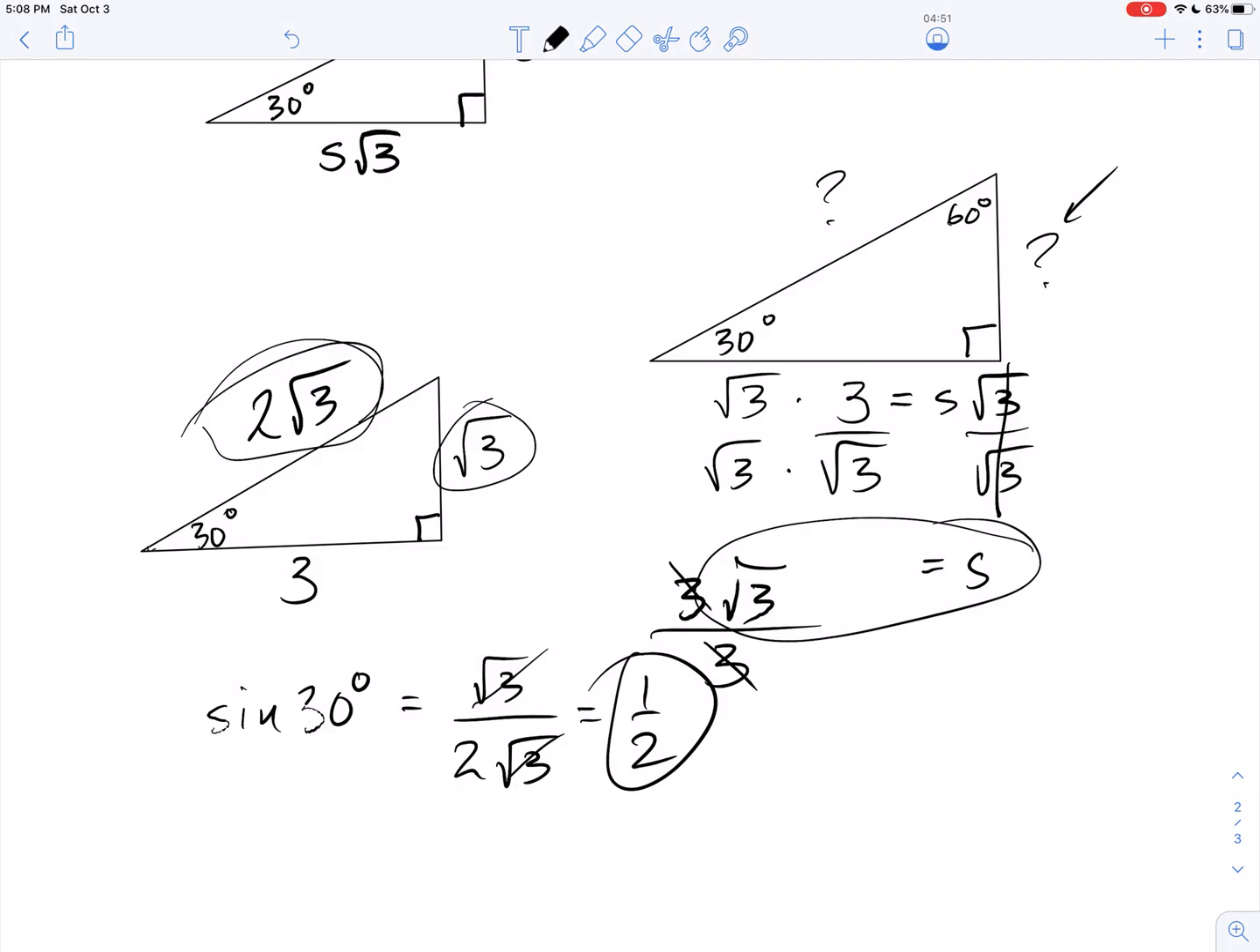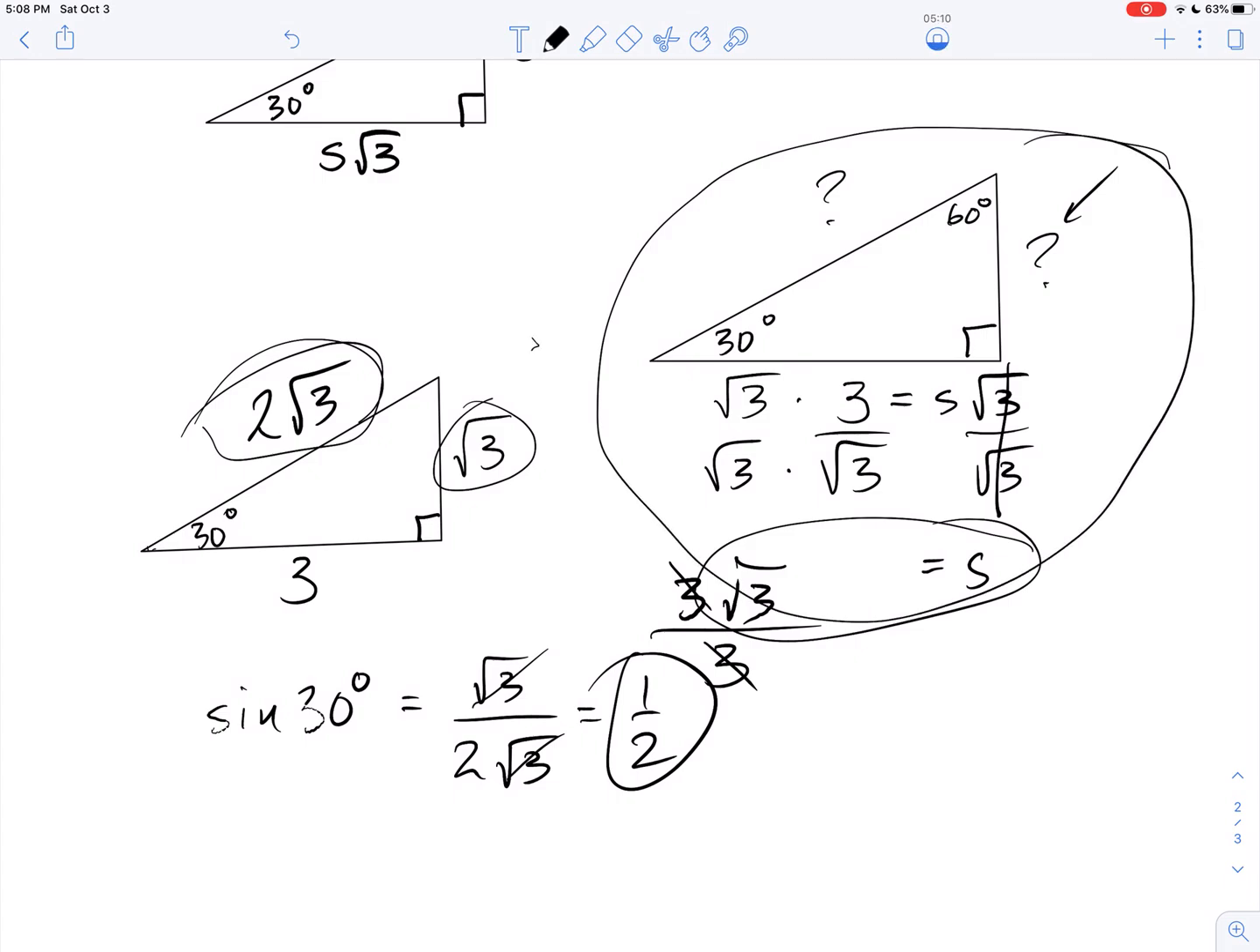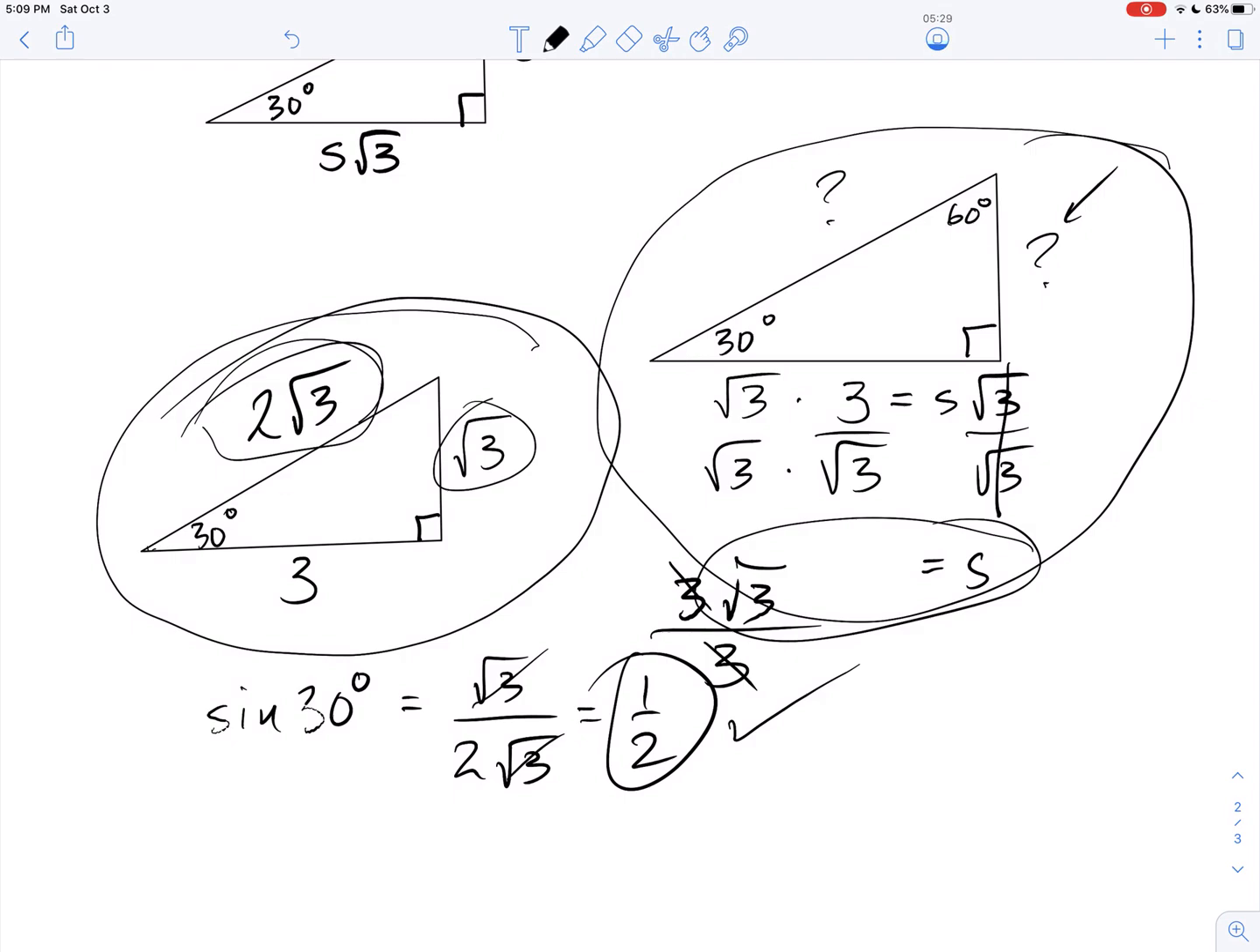Do I write 0.5 for an answer? No. I never use decimals in trig. It's either whole numbers, fractions, or radicals. But here's the thing with this. I wanted to show you what they taught you in geometry, and I wanted to show you I could find the sine of a 30-degree angle. But here's the real deal. When you take the sine of a 30-degree angle, no matter what, your sine answer is always going to be 1/2.